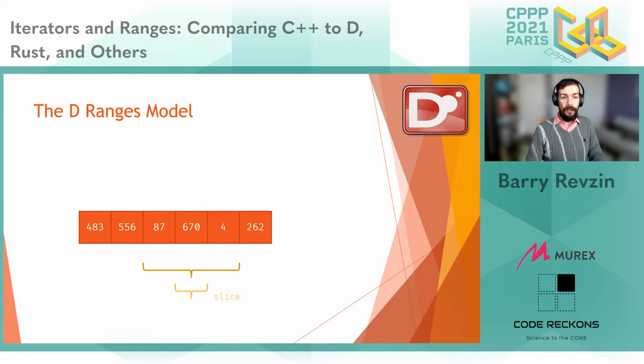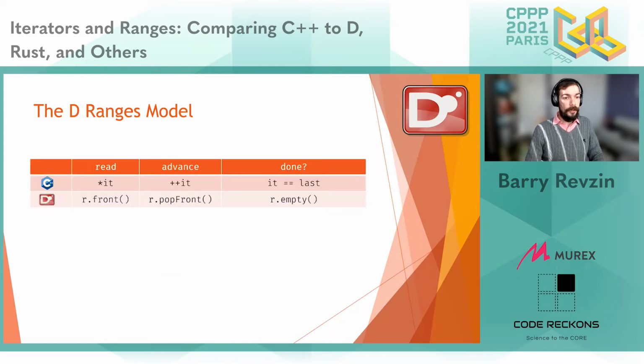And if a D range is random access, it also supports an operation called slice, which can drop arbitrary amounts of elements at either the front or the end. And you can just select whatever you want from the middle. These operations map super cleanly onto the basis operations that I've described. The D model is actually very similar to the C++ one in this sense.